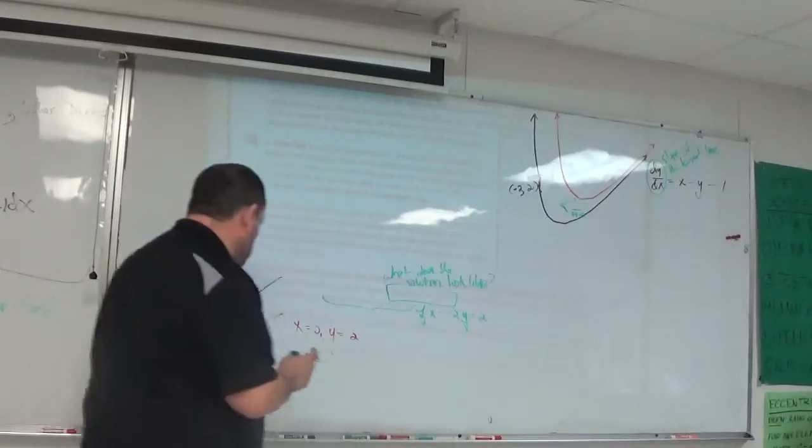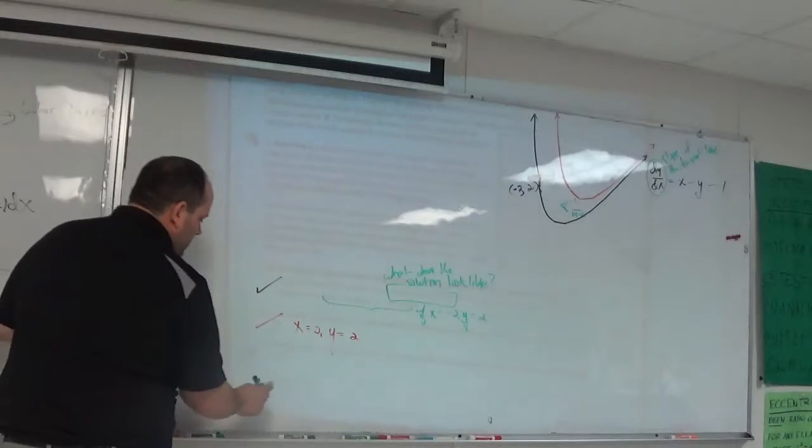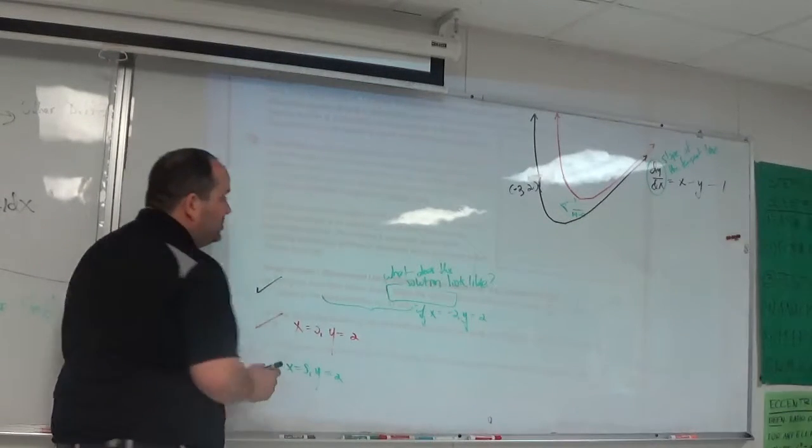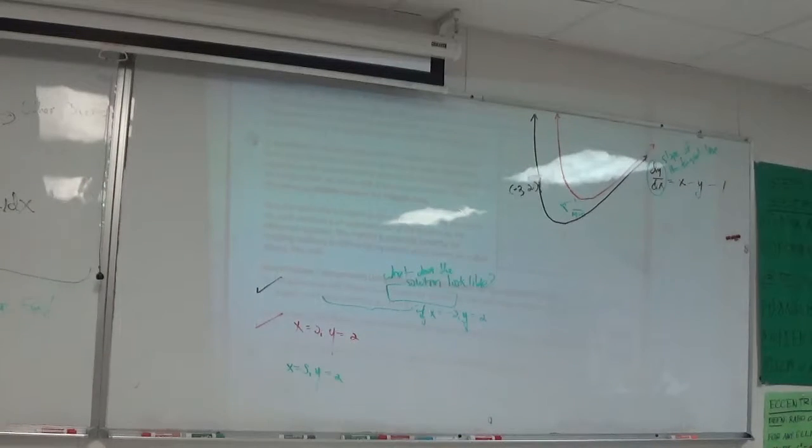Now let's look at this last one. The last one I'll do in green. 5, 2. X is 5, y is 2. Find that point on your solution curve. Then give me a little sketch.